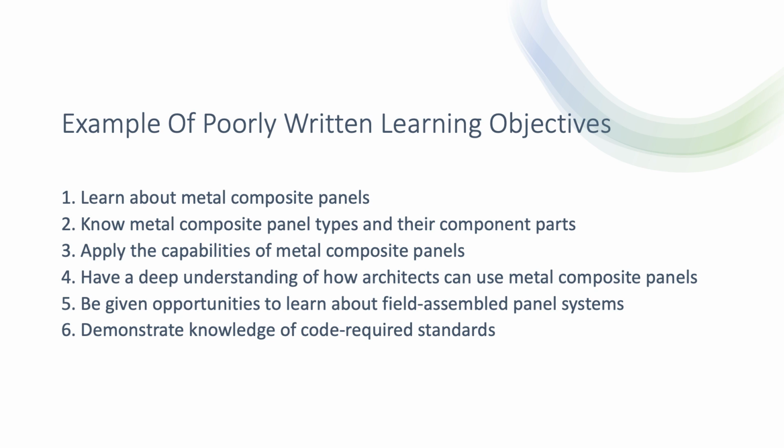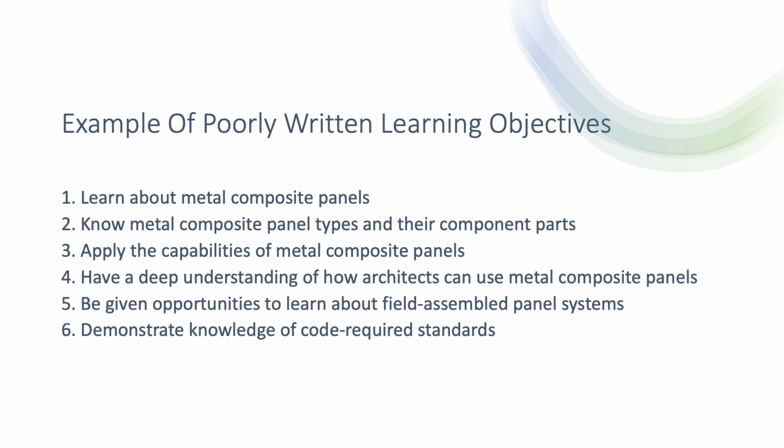Here's an example of poorly written learning objectives for a webinar on metal composite panels. 1. Learn about metal composite panels. 2. Know metal composite panel types and their component parts. 3. Apply the capabilities of metal composite. 4. Have a deep understanding of how architects can use metal composite panels. 5. Be given opportunities to learn about field-assembled panel systems. 6. Demonstrate knowledge of code-required standards.